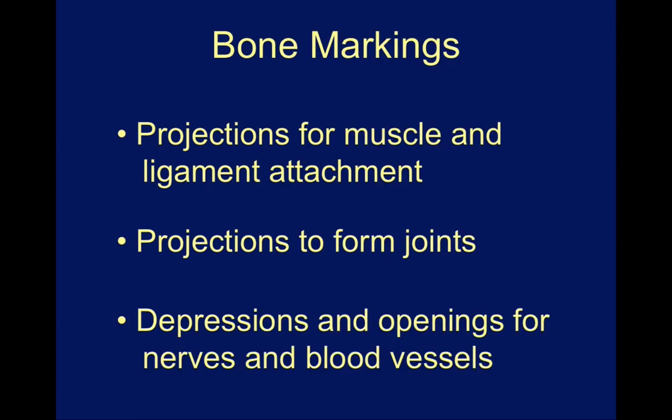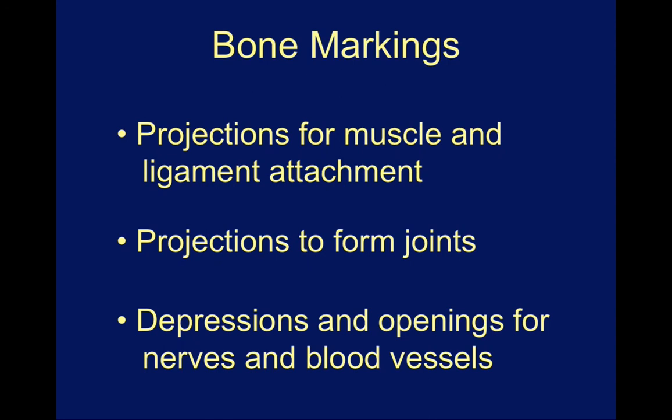So now that we've discussed the different classifications of bones, it's time for us to go into the different types of bone markings that we will see on our bones. Bone markings can be separated into the three groups that we can see labeled on this slide. We have bone markings that are projections for muscle, tendon, and ligament attachment, bone markings that will serve as projections to form joints, and we'll have bone markings that will serve as depressions and openings for different vessels to course through. As we have not learned the individual bones of the skeletal system yet, our understanding of bone markings will likely remain incomplete until we learn the axial and appendicular skeletons.